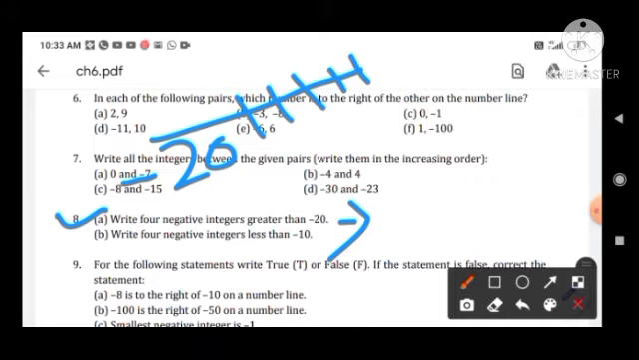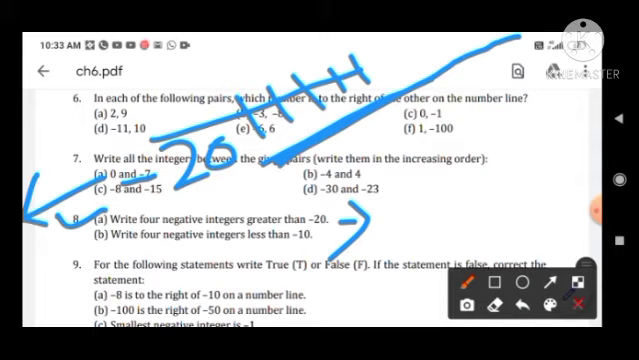Okay, all the numbers here, how many numbers will be there on the right side of -20? All those numbers will be greater than -20, and the left side will all be the smaller ones. Okay, but here we have to write what? A negative integer greater than -20, isn't it? So what will be the number? You can write any 4 values.